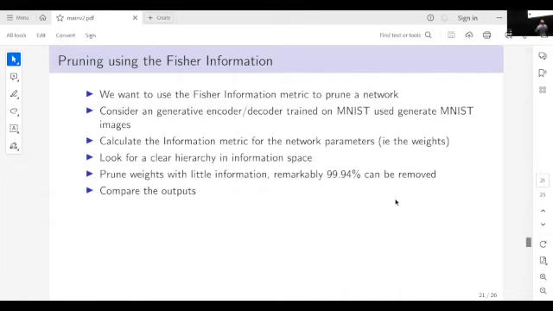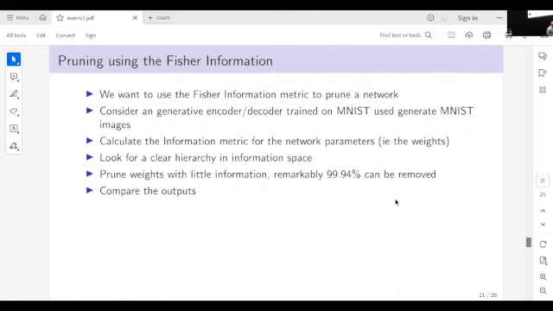And then we're going to look for a hierarchy in information space. So now, this is an interesting sort of other RG. Only now the RG is in information space and saying, what can I throw away? And then we are going to prune the weights that contain little information according to that. And remarkably, we find we can throw away 99.94% of the weights, which is a lot.